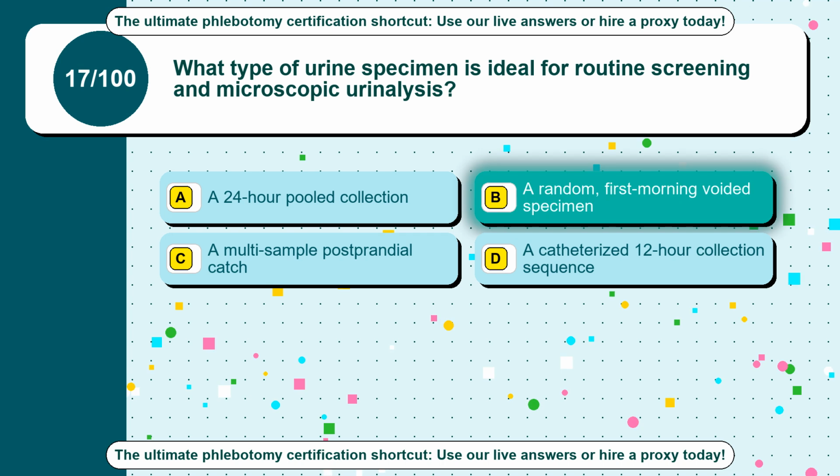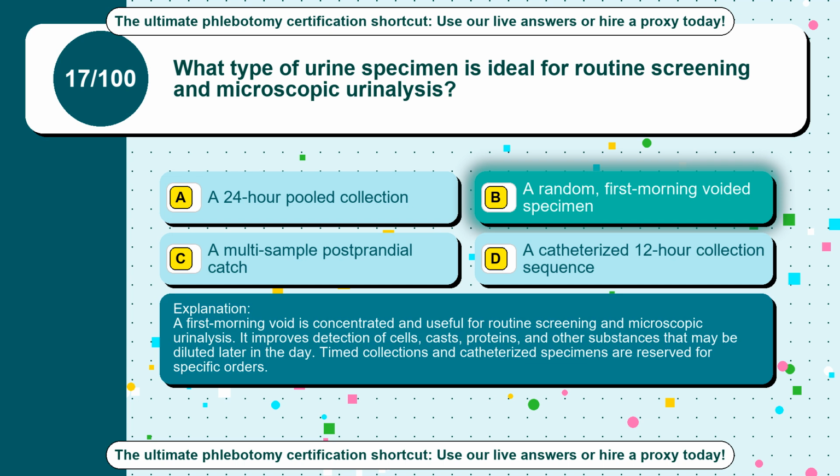The correct answer is option B, a random, first morning voided specimen. A first morning void is concentrated and useful for routine screening and microscopic urinalysis. It improves detection of cells, casts, proteins, and other substances that may be diluted later in the day. Timed collections and catheterized specimens are reserved for specific orders.